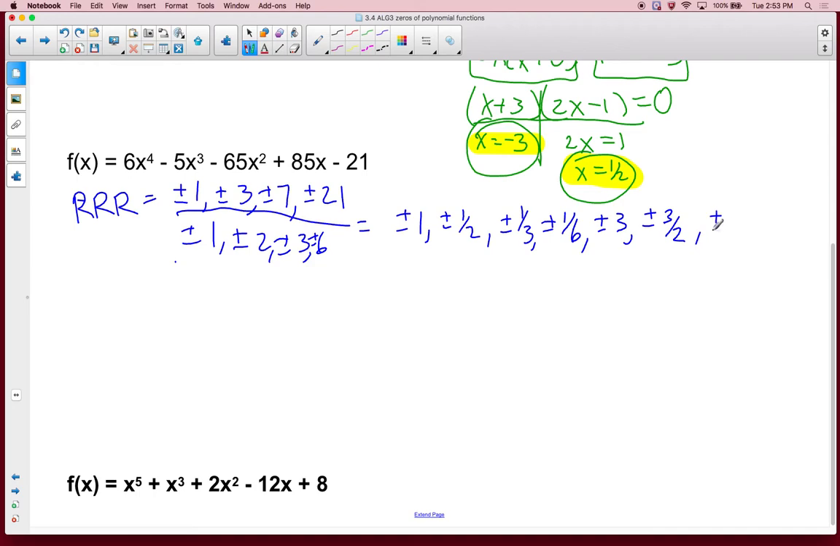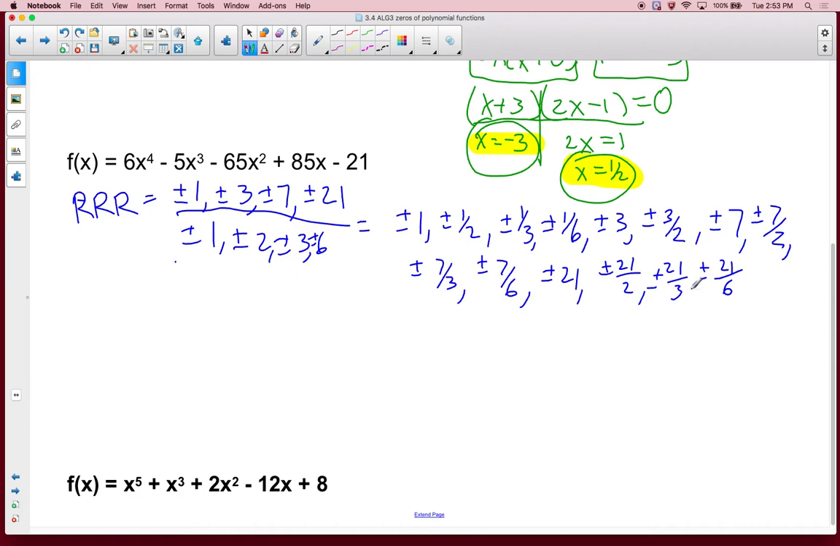Moving to the 7. 7 over 1. 7 over 2. Okay, 7 over 3. 7 over 6. And then the 21. 21 over 1. 21 over 2. 21 over 3. And 21 over 6. So quite a few here. Okay, so this is what it could be. So now we have to go ahead and test the ones that we think it would be.